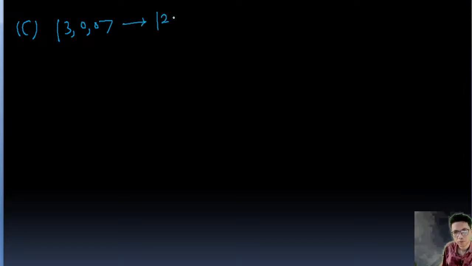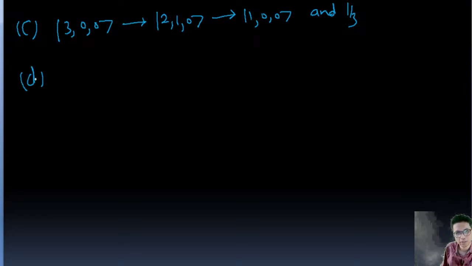Option C is 3, 0, 0, then 2, 1, 0, and this decays into 1, 0, 0, and the probability is given 1 by 3.